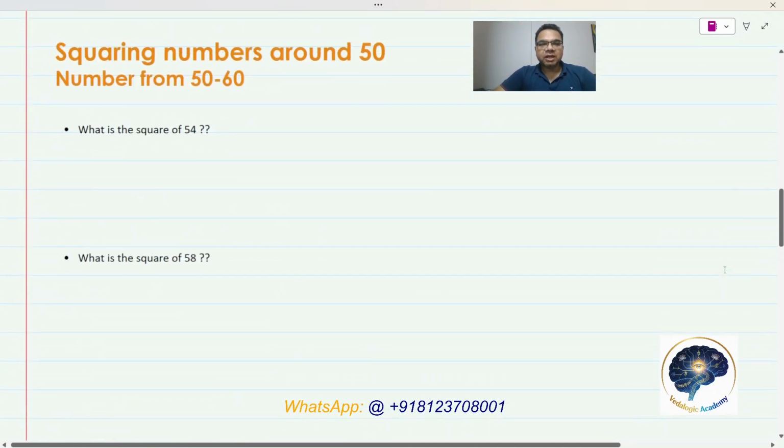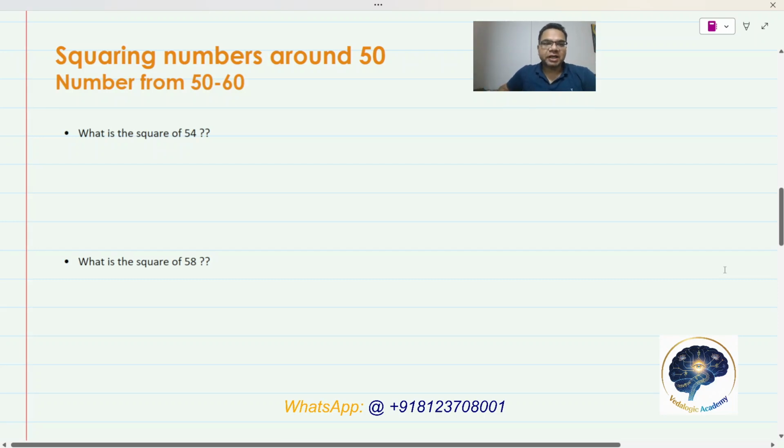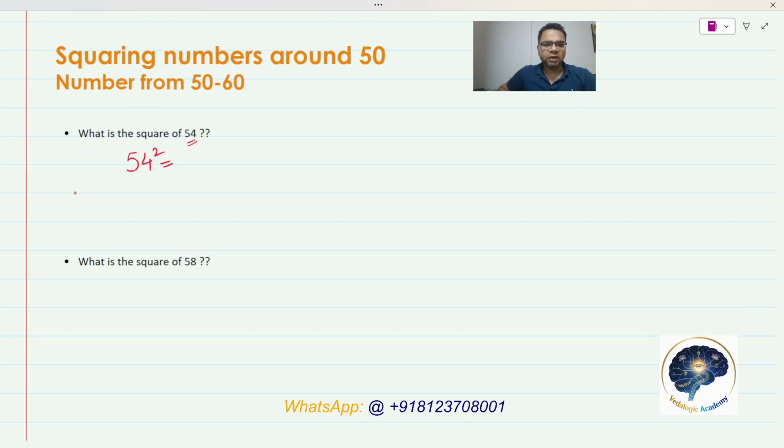Now, we have seen numbers from 40 to 50. If I have to find the square of 54, how do I do that? Using the same method, I don't want to do the multiplication. I want to find the square of 54 using the same method. Okay, then let's do it. So base is 50. What is the difference between 54 and 50? 4, right? Okay. So what I'll do is I'll write the square of 4 here. 4 fours are 16.